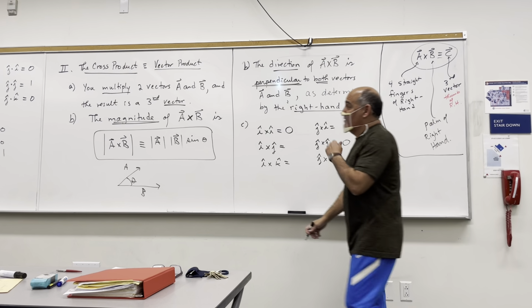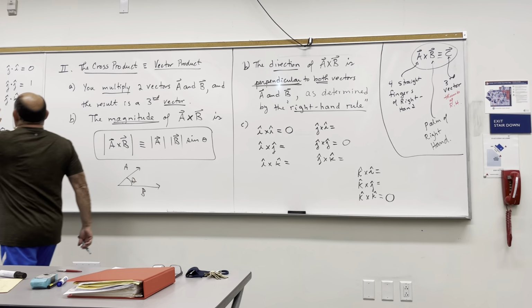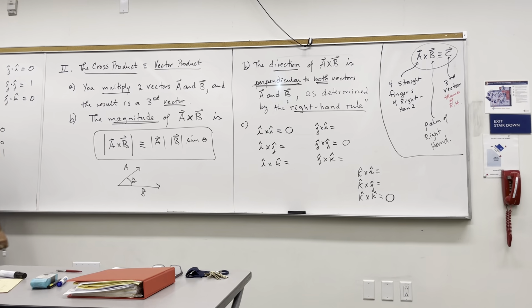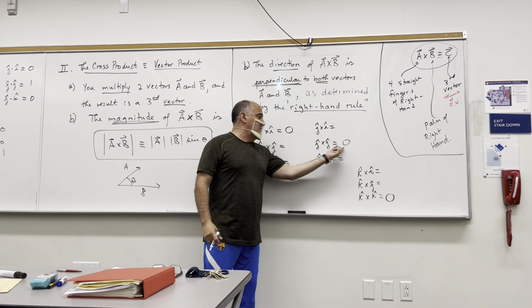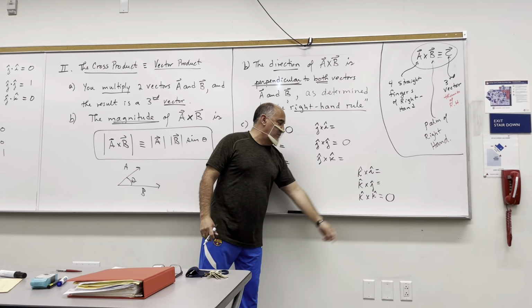Notice that this is the opposite of the dot products. In the dot products, when they're the same unit vector, you get a 1. But with the cross products, when they're the same unit vectors, you get a 0.